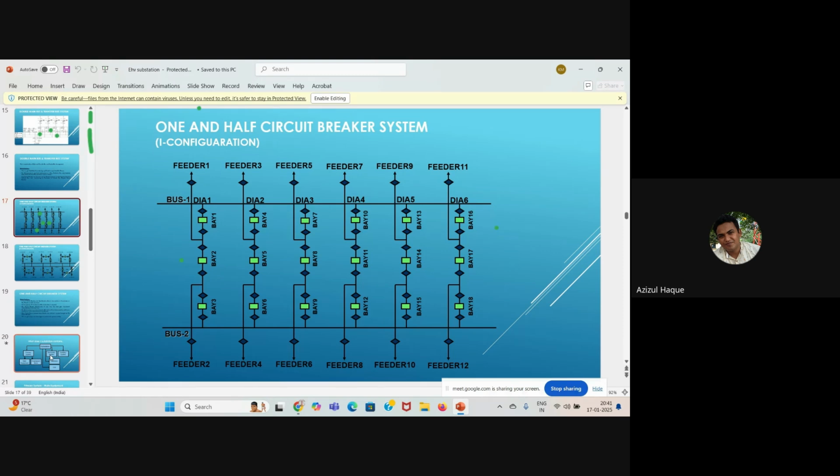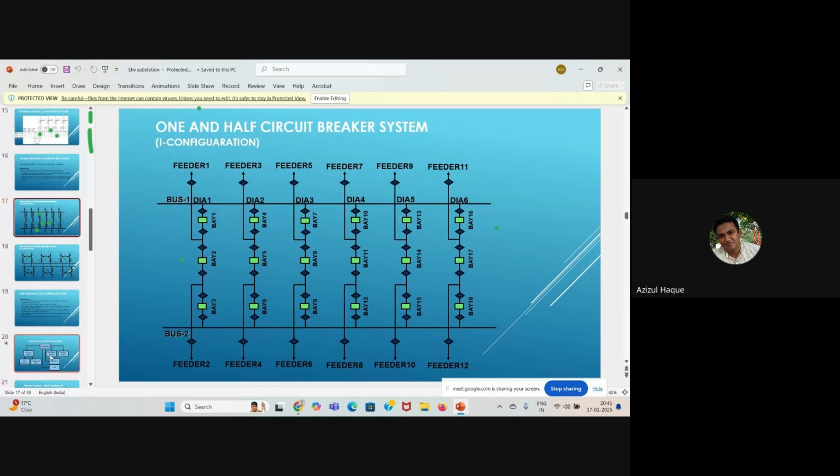Power to this feeder 1 will continue to be supplied from bus 2. So we have taken a shutdown of this bay 1 breaker, but still power is flowing through this tie bay to the feeder without any interruption. So the facility of the double main and transfer bus scheme is also included in this 1.5 breaker scheme. So we have both combined in a single scheme. Then what is the advantage?